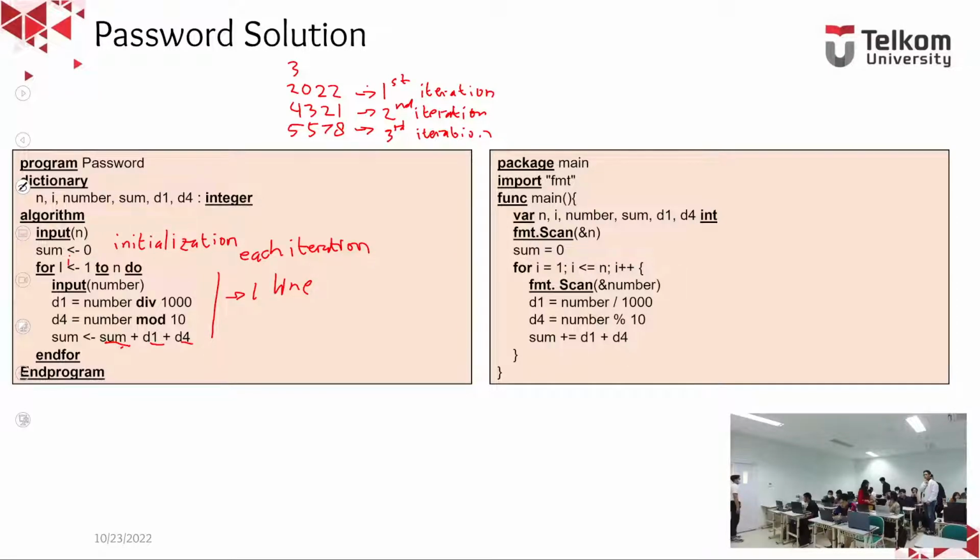When the user types 201, what is the value of D1? What is the value of D4? What is the value of sum? So this is the number, divide by that number, according to this code.